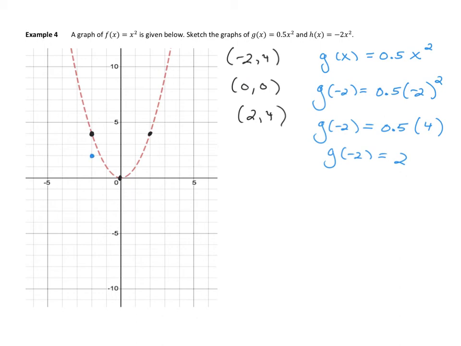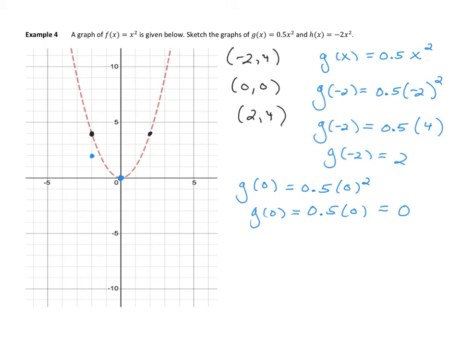So it looks like it just moved down 2 places. Maybe the same thing will happen to this point. Maybe it will go down 2 places. So let's just carefully check this. To check the point 0, 0, I'll put 0 into the new function g. That's 0.5 times 0 squared. Let's see, 0 squared is 0, and 0 times 0.5 is 0. So actually, this point did not move. It stays right where it is.